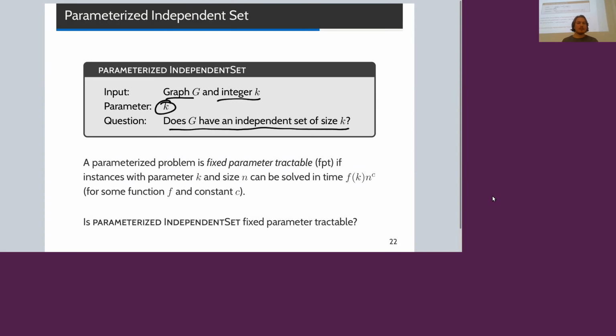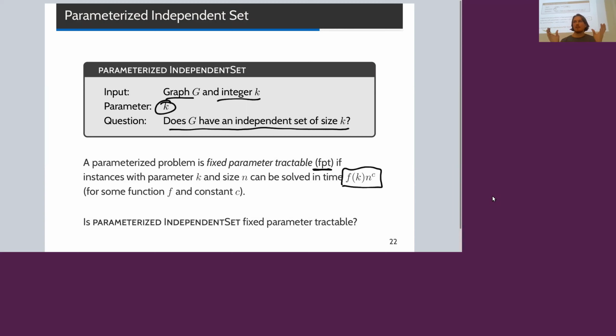What we say now, this is a very central definition that will be important later on, is that we say a problem is fixed parameter tractable, also abbreviated FPT, if instances with parameter k and size n can be solved in some time f of k times n to the constant c. So the running time should be such that the exponent, this constant c, should be independent of the parameter.